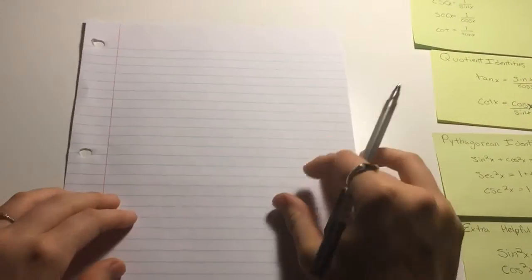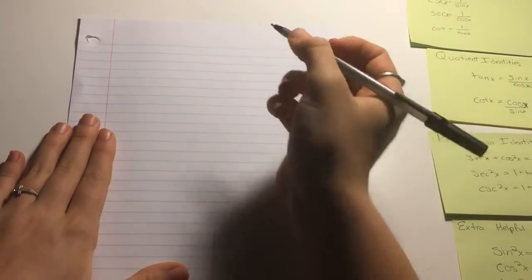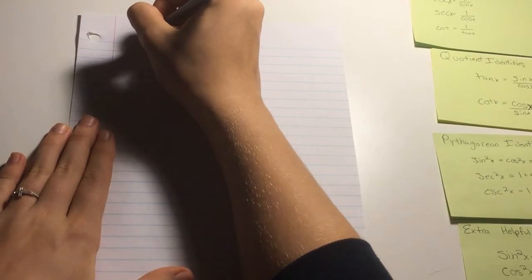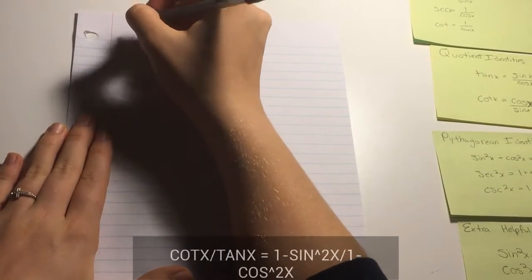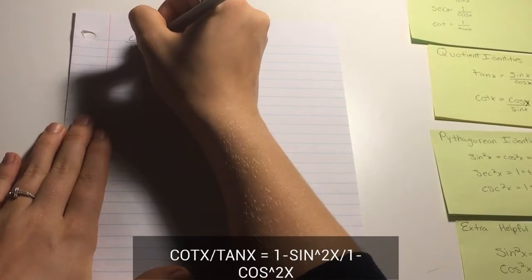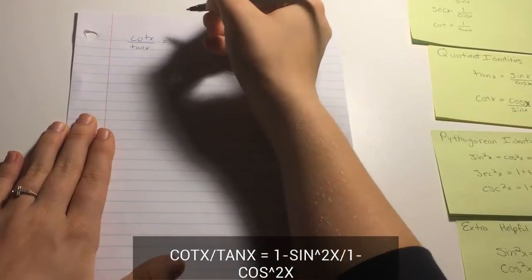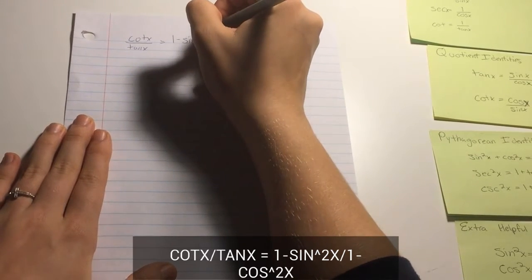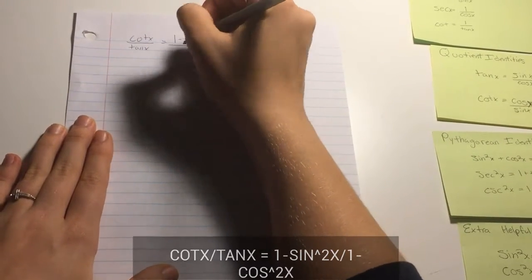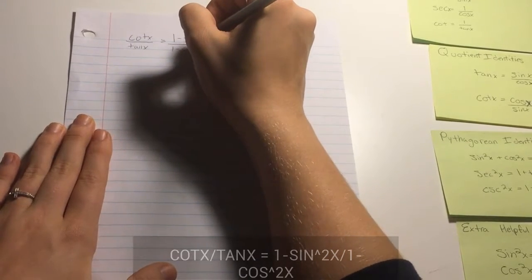Moving on to our second equation, we will use the equation cotangent x over tangent x is equal to 1 minus sine squared x over 1 minus cosine squared x.